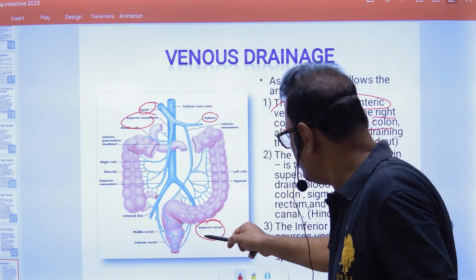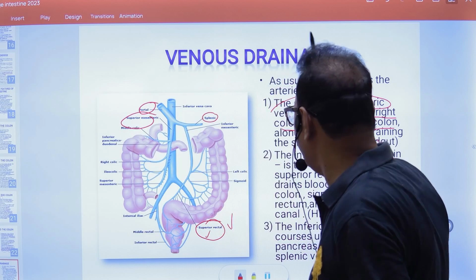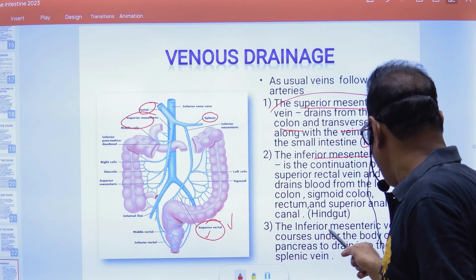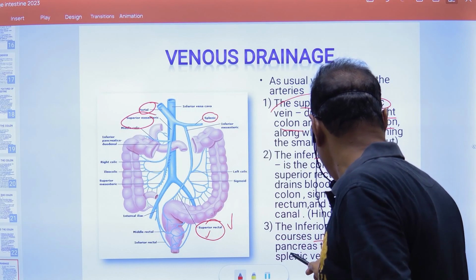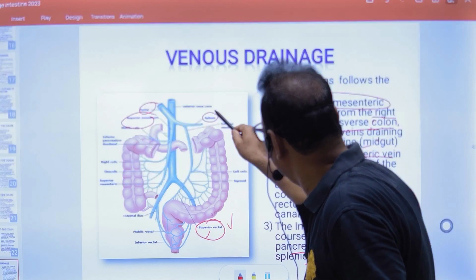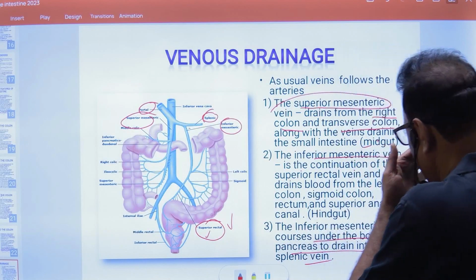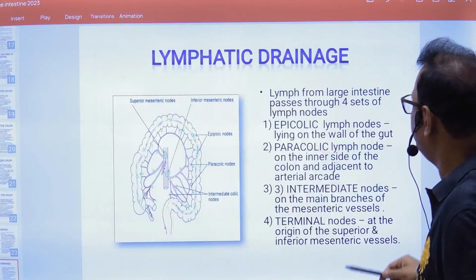This is the superior rectal vein over here, and this superior rectal vein will continue as the inferior mesenteric vein. The inferior mesenteric vein runs under the body of the pancreas to drain into the splenic vein. We have the pancreas over here, so it is draining into the splenic vein.